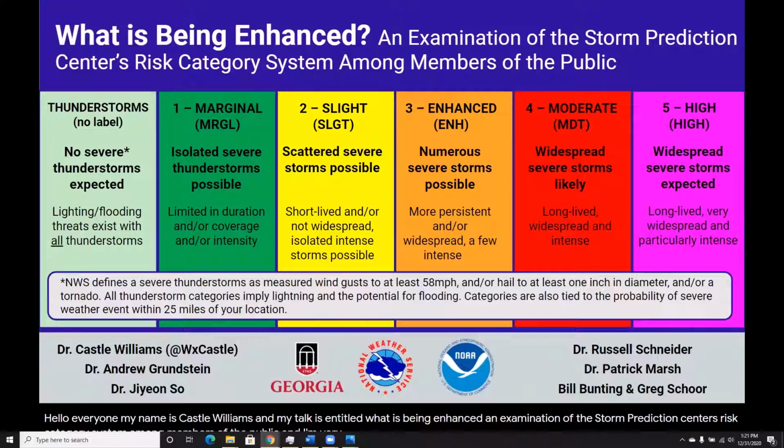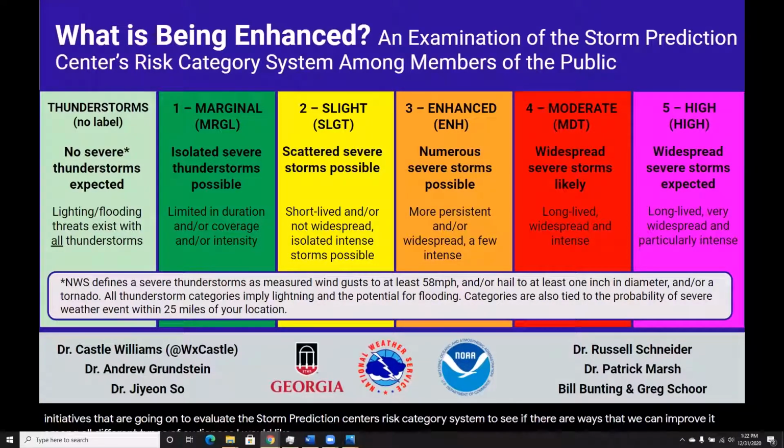I'm very excited to be the first talk of this session, which is all about the social science initiatives that are going on to evaluate the Storm Prediction Center's risk category system to see if there are ways that we can improve it among all different types of audiences.